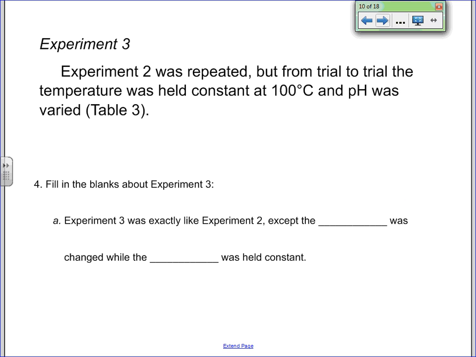Okay. And then experiment 3. Experiment 3 was exactly like experiment 2, except blank was changed and blank was held constant. What was changed in experiment 3? pH. And what was held constant? All right. At this point, you could reasonably go through and fill in all of those blanks. You know exactly what's going on in the experiment.